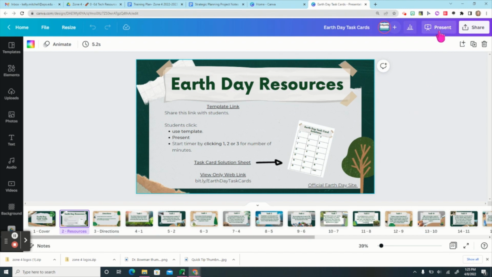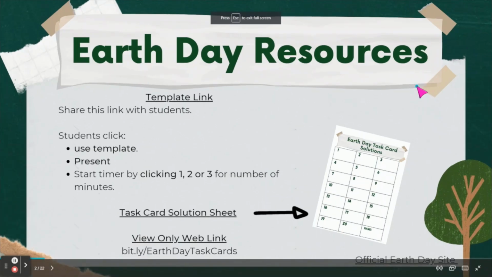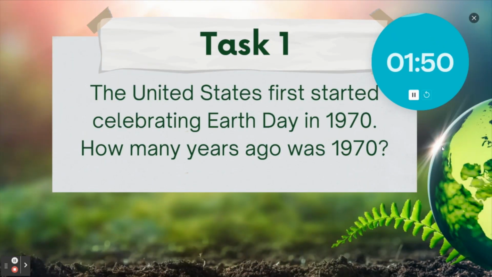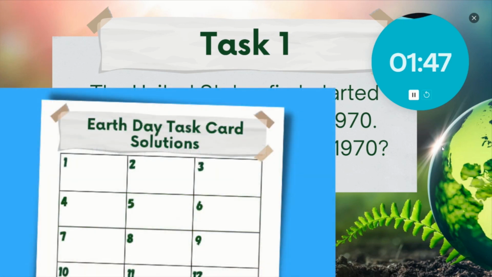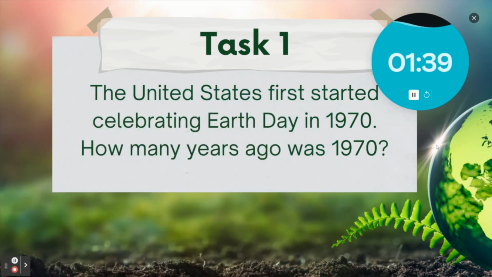They will press Present in the top right, and then click 1, 2, or 3 to get the corresponding timer. Once their timer starts, students will click through and solve the task cards using your printed sheet. Challenge your students to see how many task cards they can complete before their timer runs out.